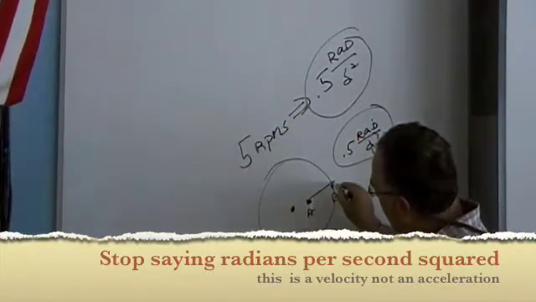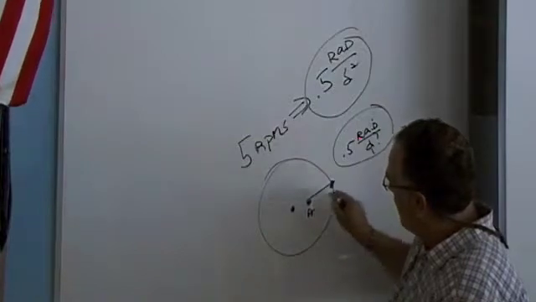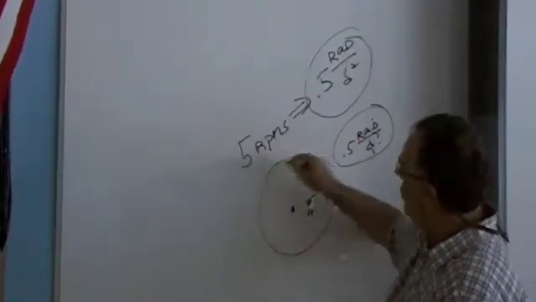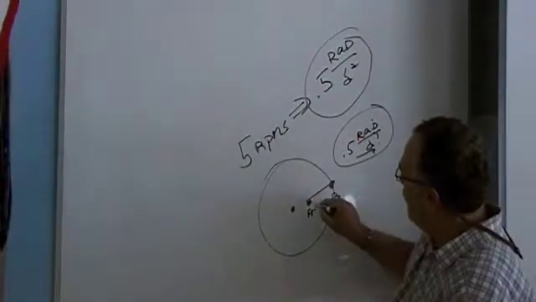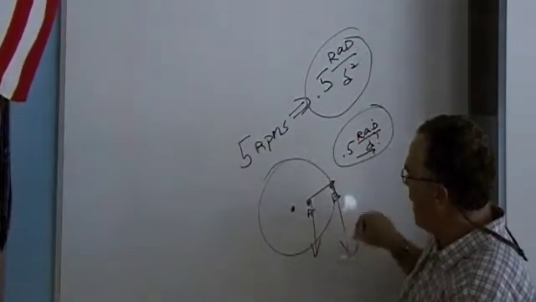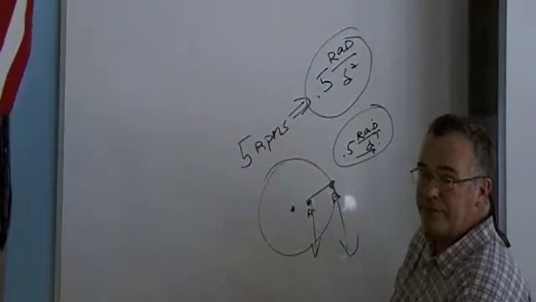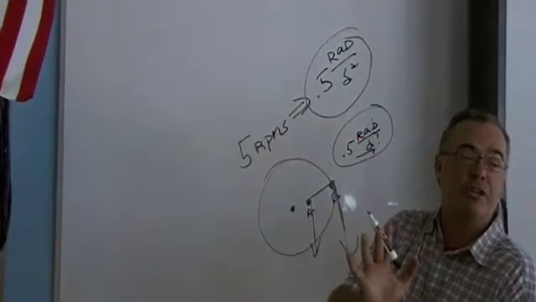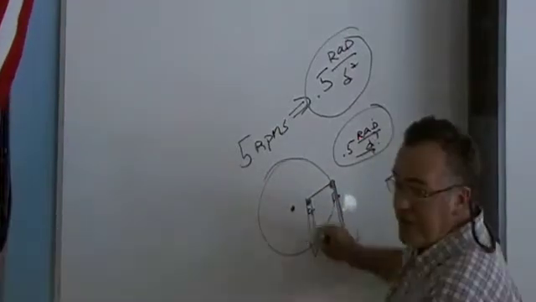But let's say this is a turntable, and I have a coin here and a coin here, and I start it up real slowly. They're both going at 0.5 radians per second. But what if they both slip off at the same time? Which is going faster, A or B? When you're on a merry-go-round, where do you get the faster ride? Closer to the center or further away? Further away.